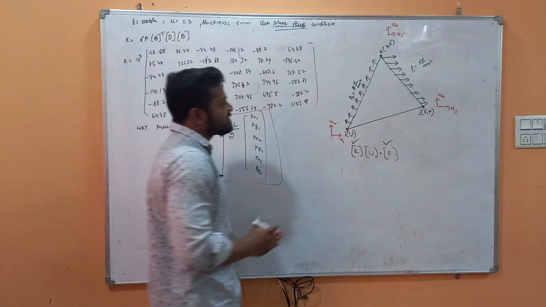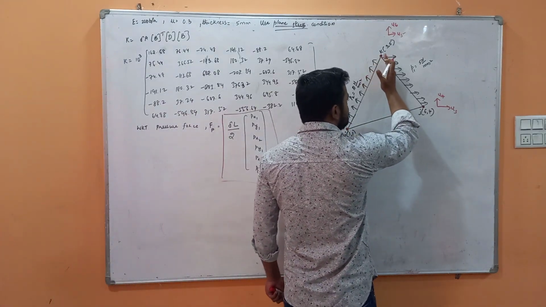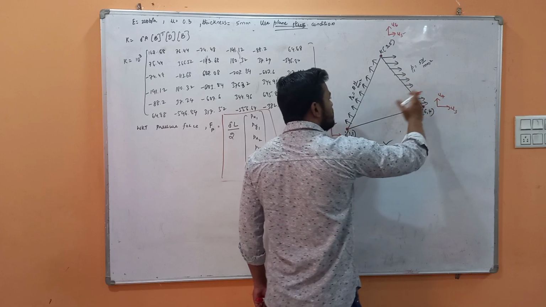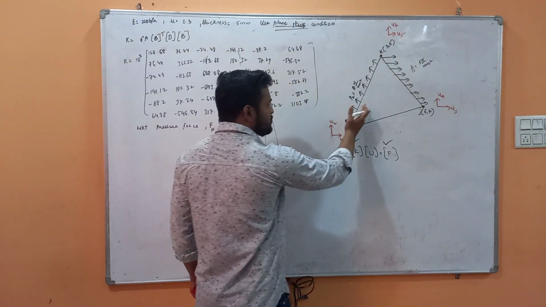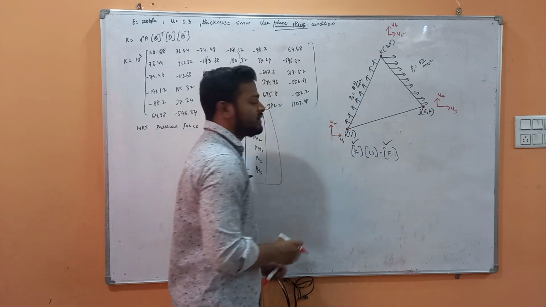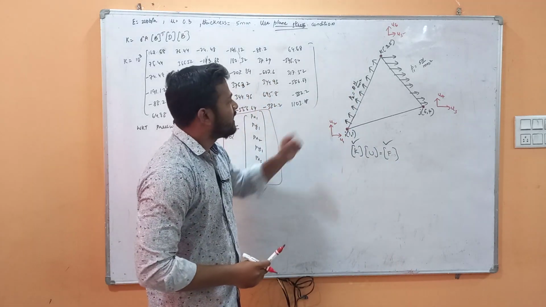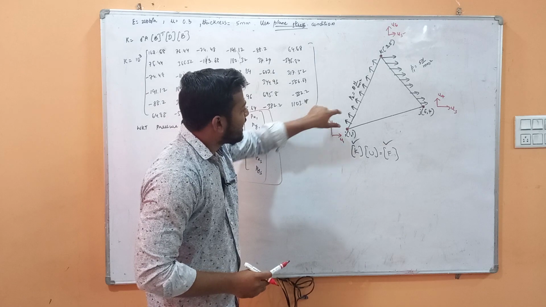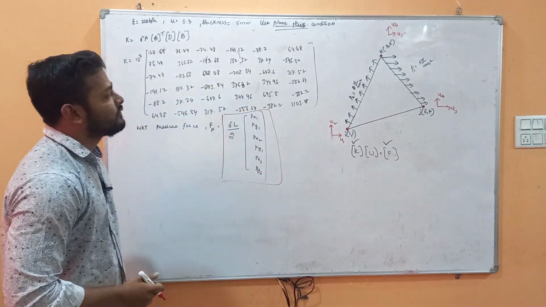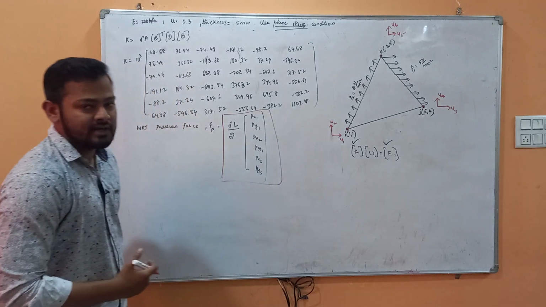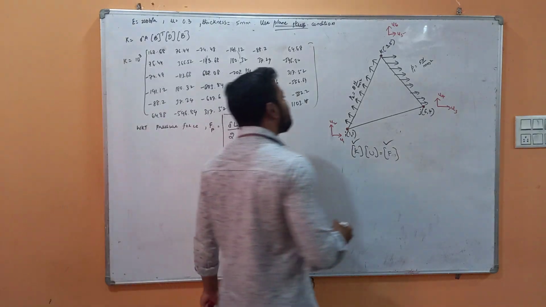So if we see this pressure force, it is in horizontal direction, so we don't have to resolve it. If we see this pressure force, it is neither in horizontal direction nor in y direction. So this is an inclined force. Whenever we have inclined forces, we have to resolve them into two components, one in x direction and the second in the y direction.